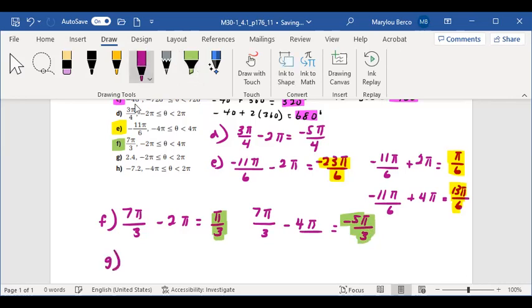Okay, G. We have 2.4 where the domain is between negative 2 pi and positive 2 pi for theta. Well, we have 2.4 minus 2 pi is equal to negative 3.9. So in the domain where negative 2 pi is less than or equal to theta is less than 2 pi, the angle negative 3.9 is coterminal with 2.4.